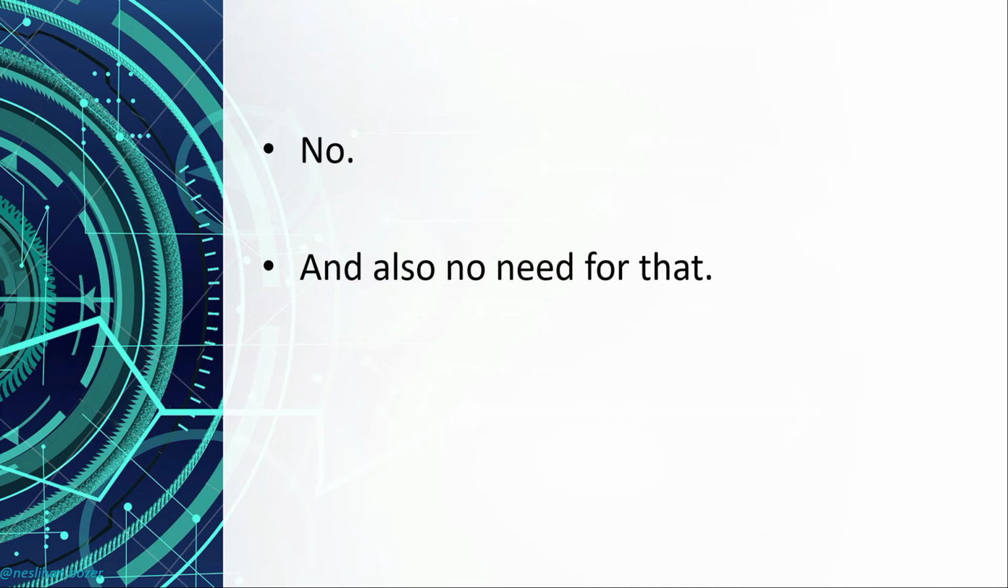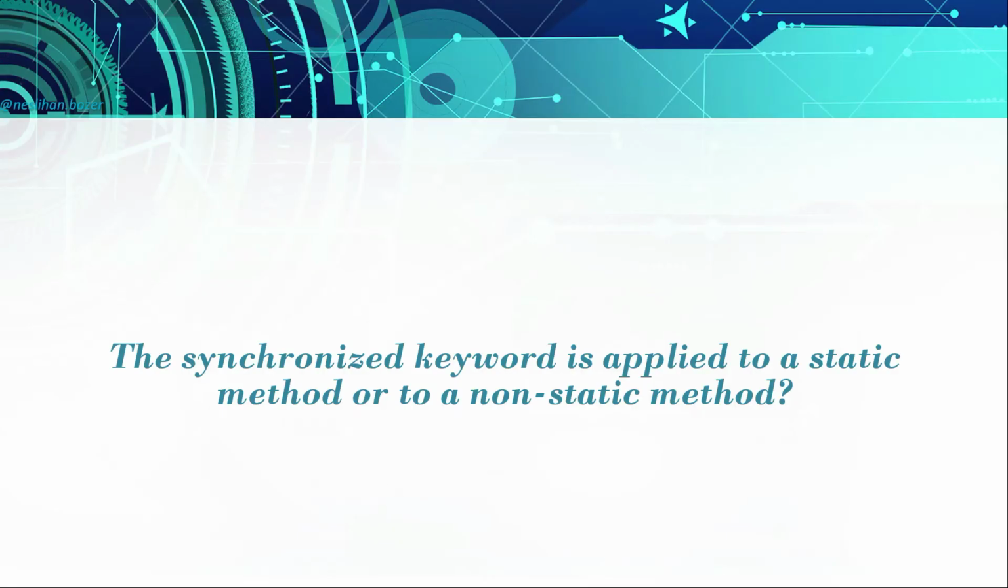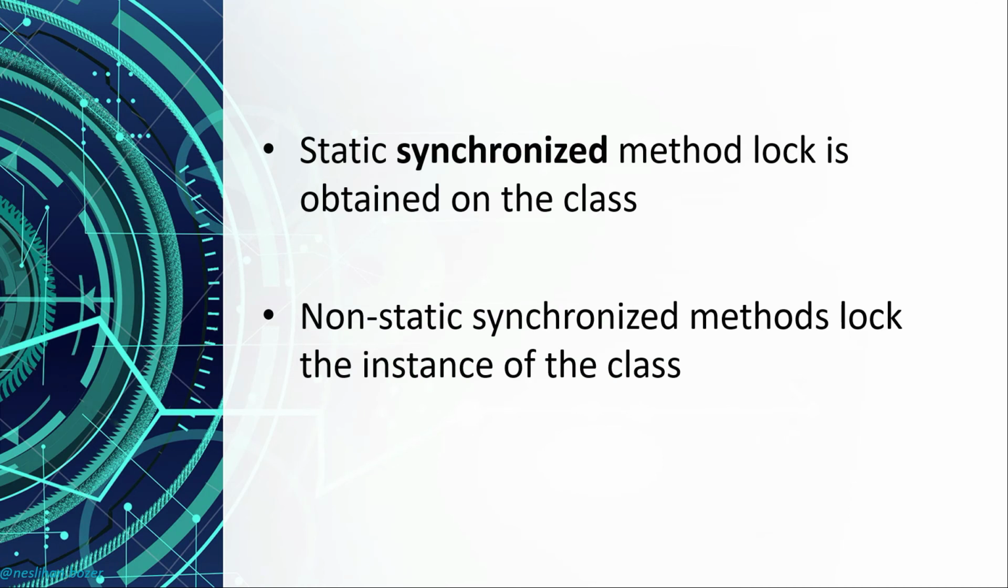What is the difference when the synchronized keyword is applied to a static method or to a non-static method? The main difference is that when a synchronized non-static method is called, a lock is obtained on the object, whereas for static synchronized methods the lock is obtained on the class and not on the object, which means static synchronized methods synchronize on the class object. If one thread is executing a static synchronized method, all other threads trying to execute any static synchronized methods will be blocked.